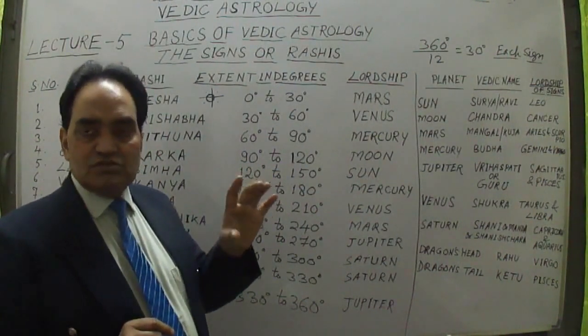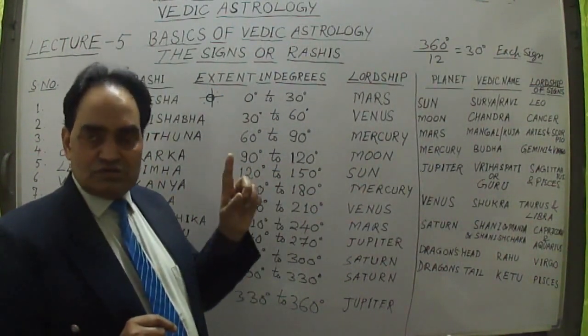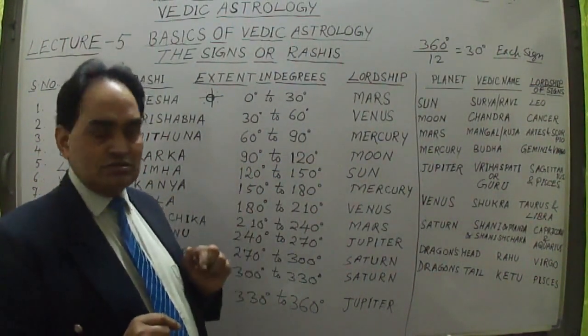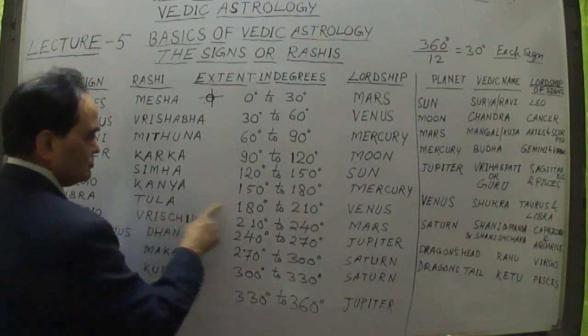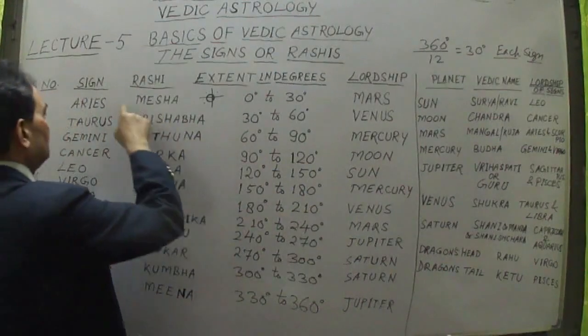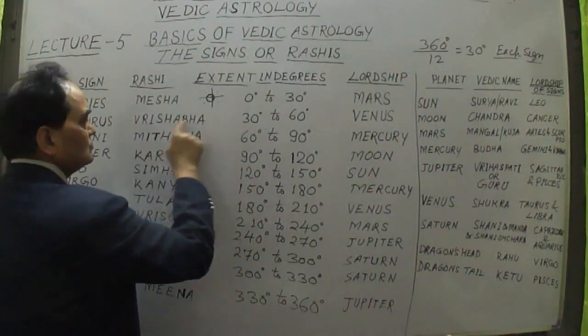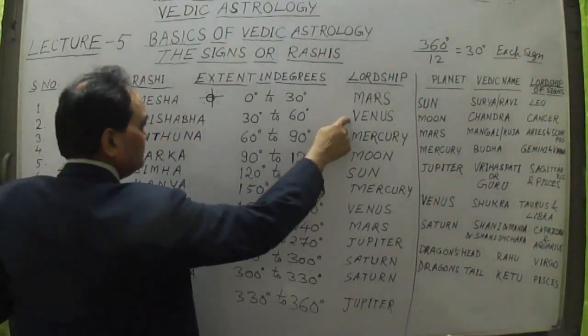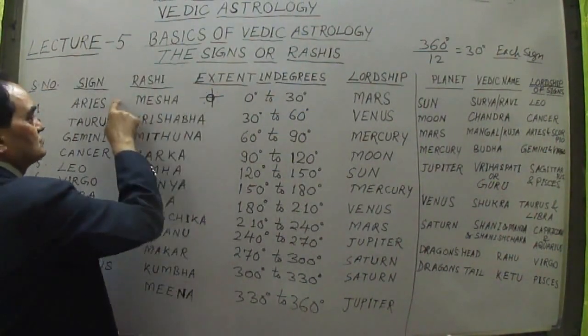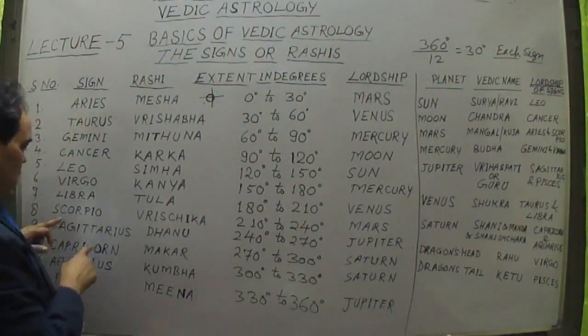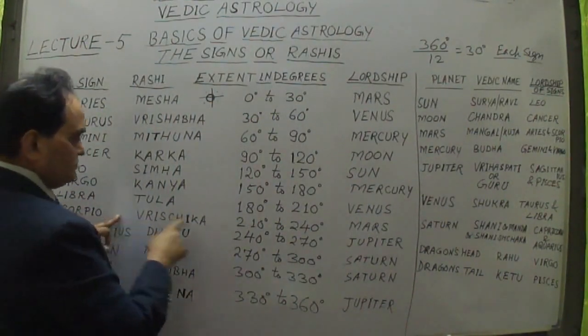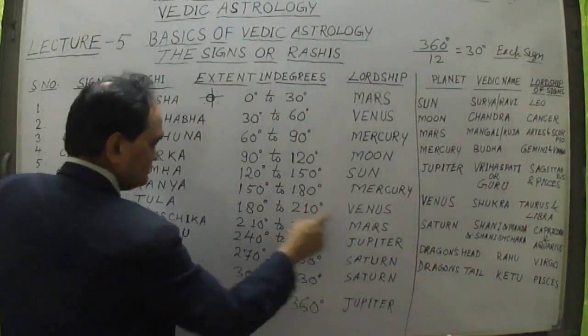Lordship of Venus is on two signs, Taurus, the second one, and the seventh one, which is Libra. Libra, or Tula Rashi, is lorded by Venus. The second sign, Taurus or Vrishab Rashi, is also lorded by Venus. Aries is lorded by Mars, as well as Scorpio, the 8th sign, Vrishik Rashi.